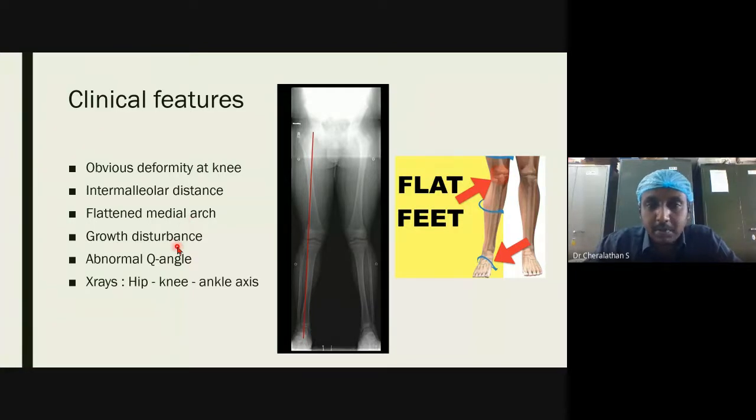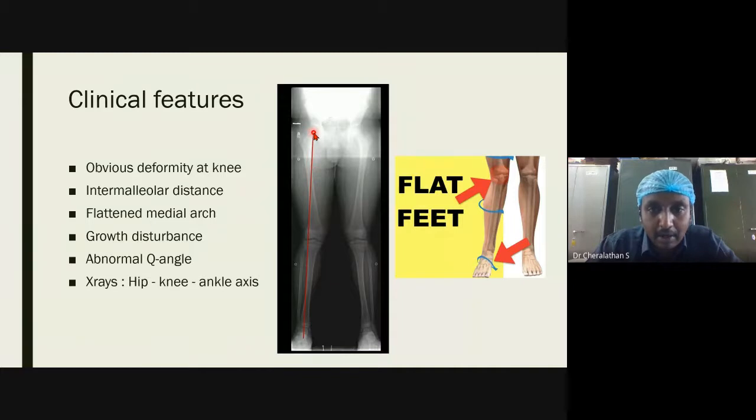There can be growth disturbance. The child may have stunted growth for her age. And there can be an abnormal Q angle. We will see what it is shortly. And with regards to X-rays, there is something called the hip-knee-ankle axis. You join a point at the center of the femoral head and another point at the center of the ankle joint. If you connect these two, usually it should pass either at the center of the knee joint or about 2 to 3 mm medial to it, not deviating further, right?